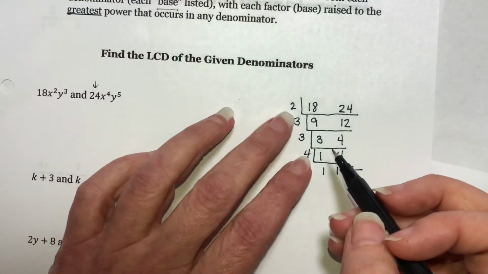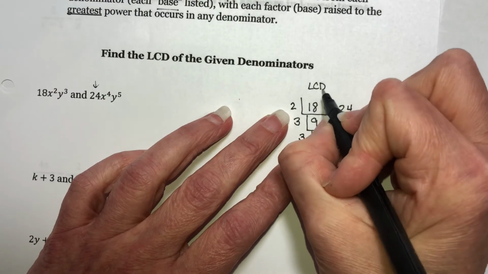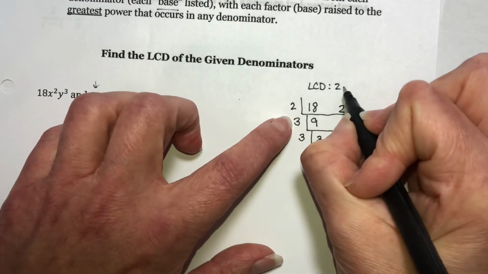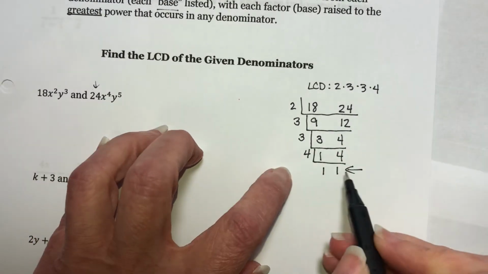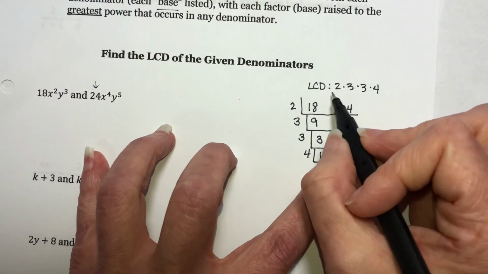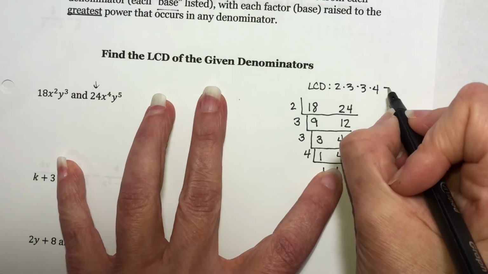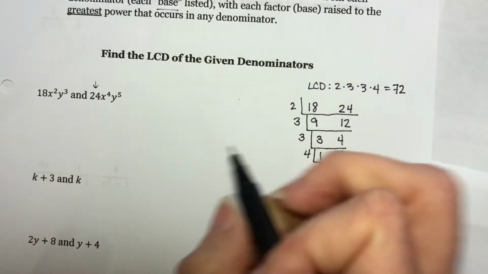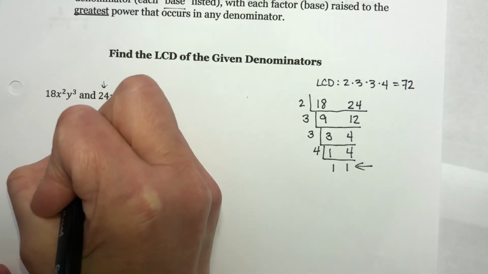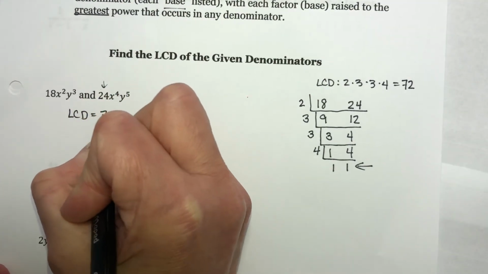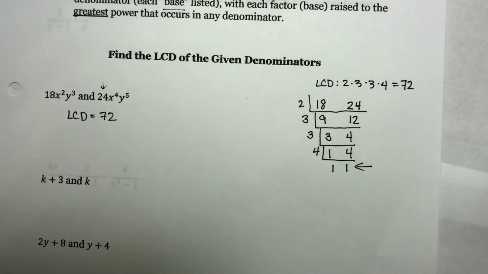Your LCD for the number part is going to be 2 times 3 times 3 times 4. You don't worry about the 1s at the bottom. So this is 6 times 12, which is 72. So for the number part, which is actually the hard part of finding the LCD here, it's going to be 72. And now let's deal with the variables.